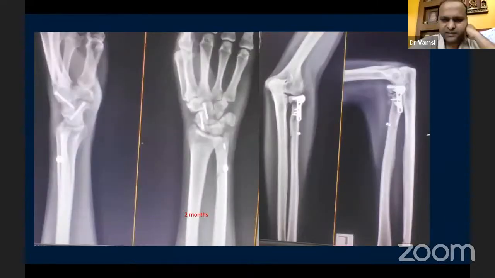Yeah, thanks. So the patient has got a functional range of motion. I think I need to just follow him up further.